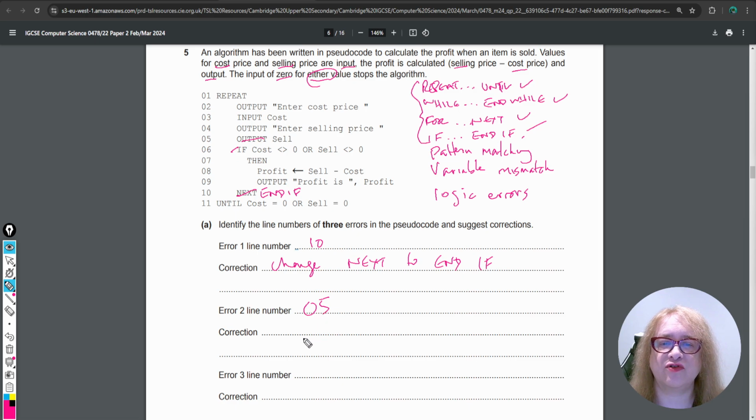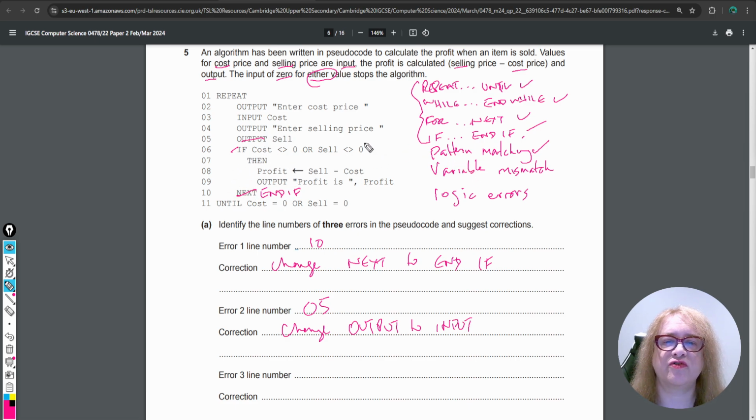So line 5, and we need to change outputs to inputs. So that's dealt with pattern matching. Well, just let's see if there are any others. No, there's nothing that kind of repeats.